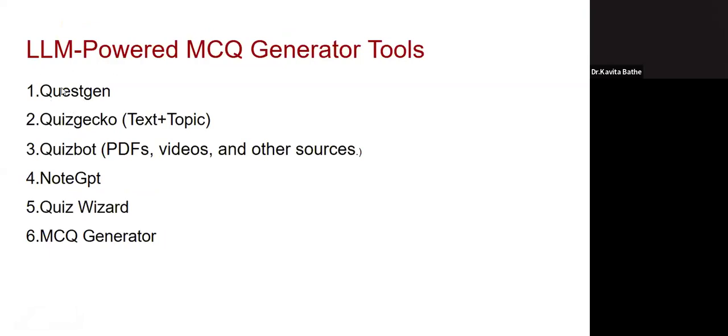Here, the first type of tool that we are having is the question. Then these are the other tools. The second tool is taking the combination of the text and topic, and based on that, it is generating the quiz. Then there is a quiz bot. It can take the PDF, video, and other sources. We also have the Node GPT, Quiz Wizard, and MCQ generator. So these are some of the types of tools that we can use to generate the MCQ. It would really save the time of teachers.